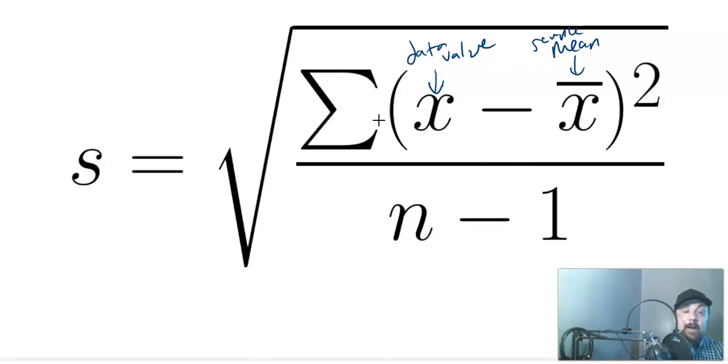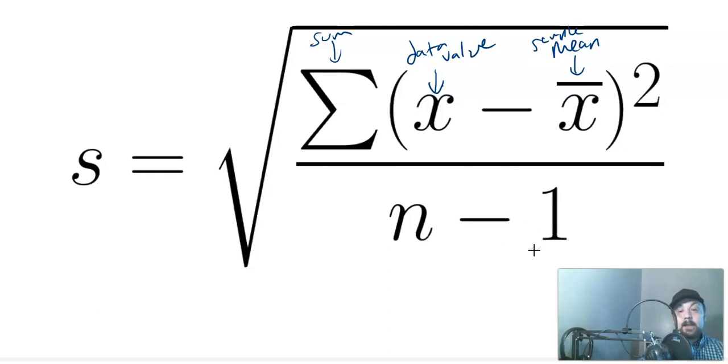And then we added up all those results. That's what this symbol means. This is a sum. So we take the sum of the differences squared. We take the difference between the data value and the sample mean squared, and then sum up all those squares. So if I put it all together, we take the sum of the square of the differences between the data value and the sample mean. It's a really technical way to say that.